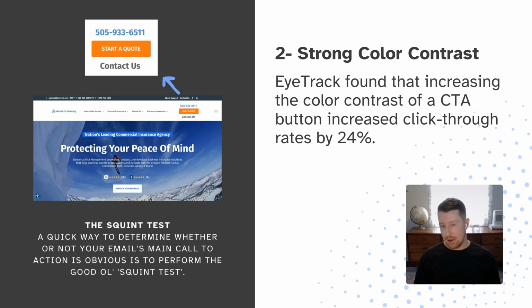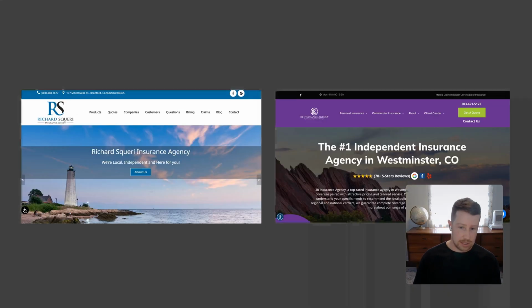So diving into some results here, some stats. iTrack found that increasing the color contrast can increase click-through rates by 24%. Quick example here, this particular agency, if you squint your eyes and look at this screenshot to the left, it's hard to really say if this is the primary call to action. I would argue that outside of just the color contrast, the about us should probably be changed to get a quote. It wouldn't necessarily make sense that they're sending customers here and that the primary way they want to capture leads is to send them to their story or about us page.